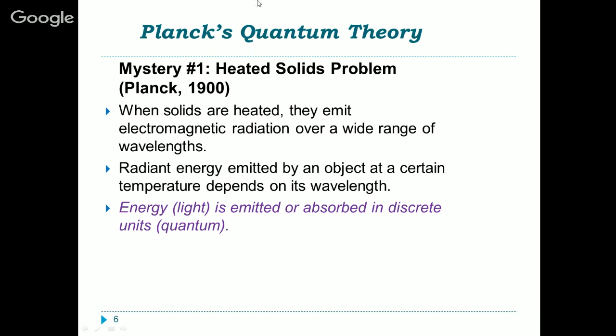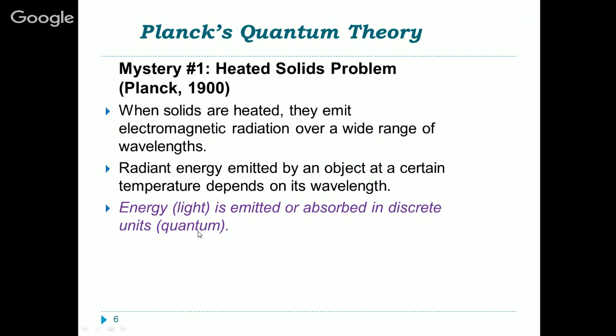So Planck discovered that there is indeed a direct relationship between temperature and the color that we see, which means that there's a specific wavelength of light. So temperature depends on its wavelength. Because of this, we don't see a wide spectrum of colors. It either glows red because it's at that temperature, or it glows white because it's at that temperature, or it glows blue because it's at that temperature, which he then determined to say that energy is emitted or absorbed in discrete units, so quantum.